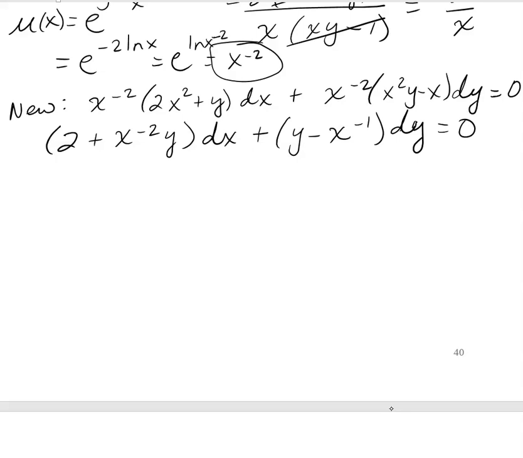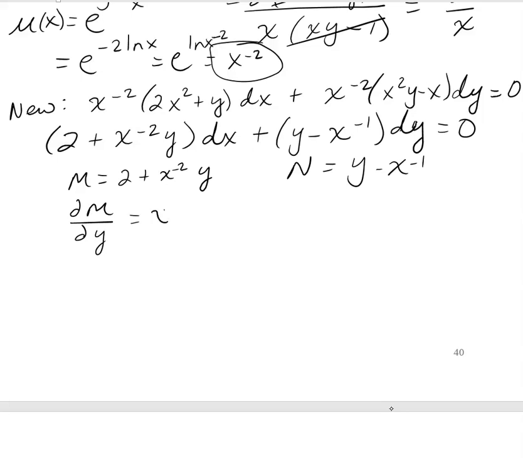Now just check and make sure that you didn't mess anything up by making sure this does give you an exact equation. M is now going to be 2 plus x to the negative second y. N is going to be y minus x to the negative first. So the partial of M with respect to y is going to be the coefficient here, which is x to the negative second. The partial of N with respect to x is going to be the derivative of this x term. So that's going to be, bring the negative 1 down, you're going to have positive x to the negative second. Hey, guess what? Those are the same. So now we have an exact equation.